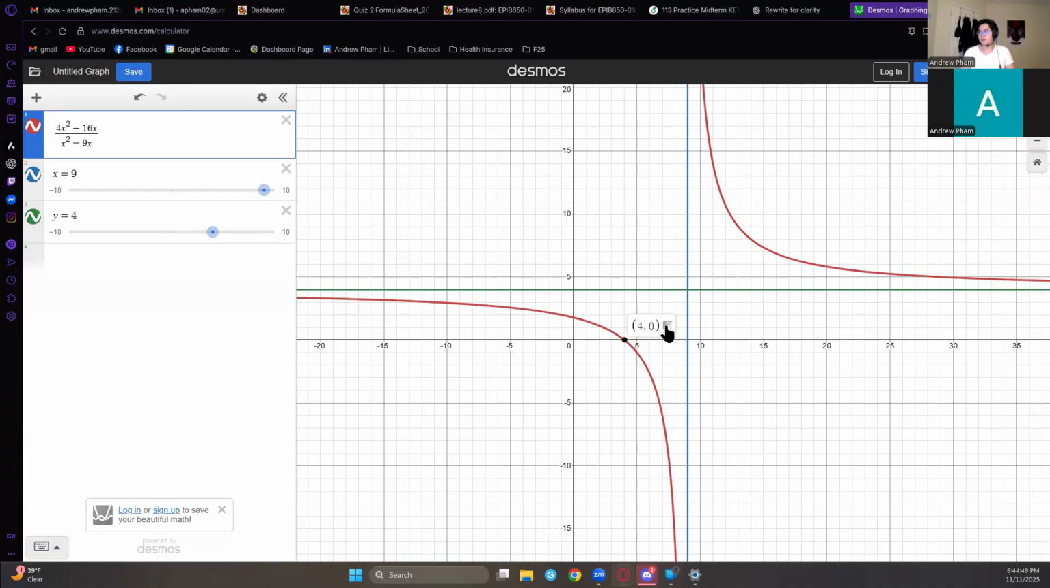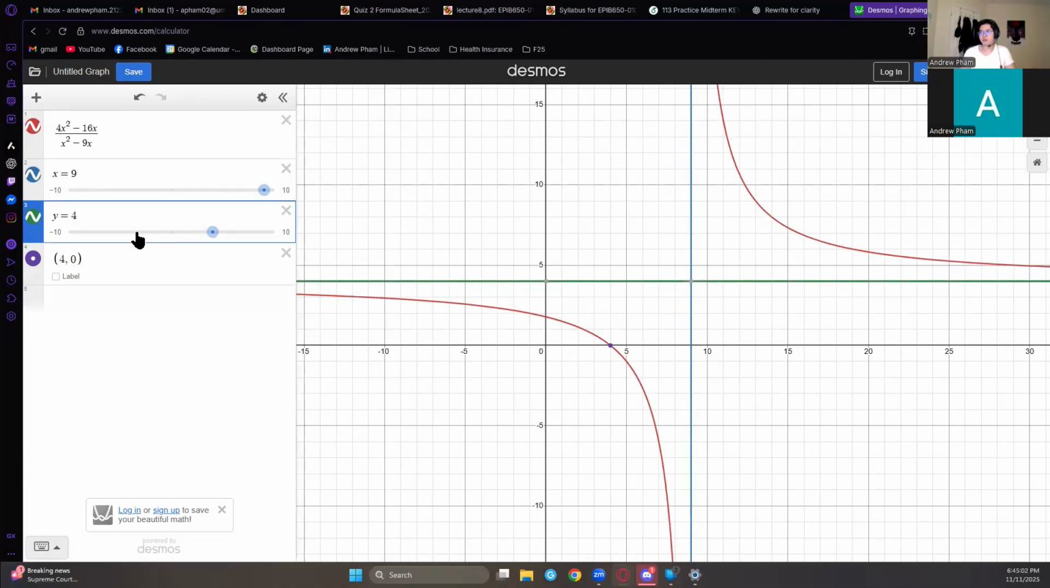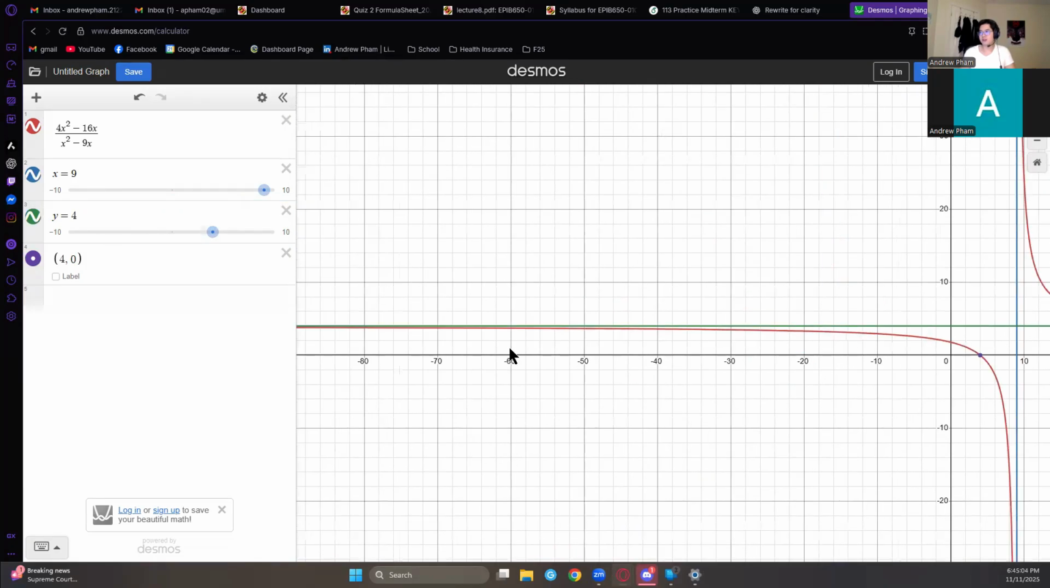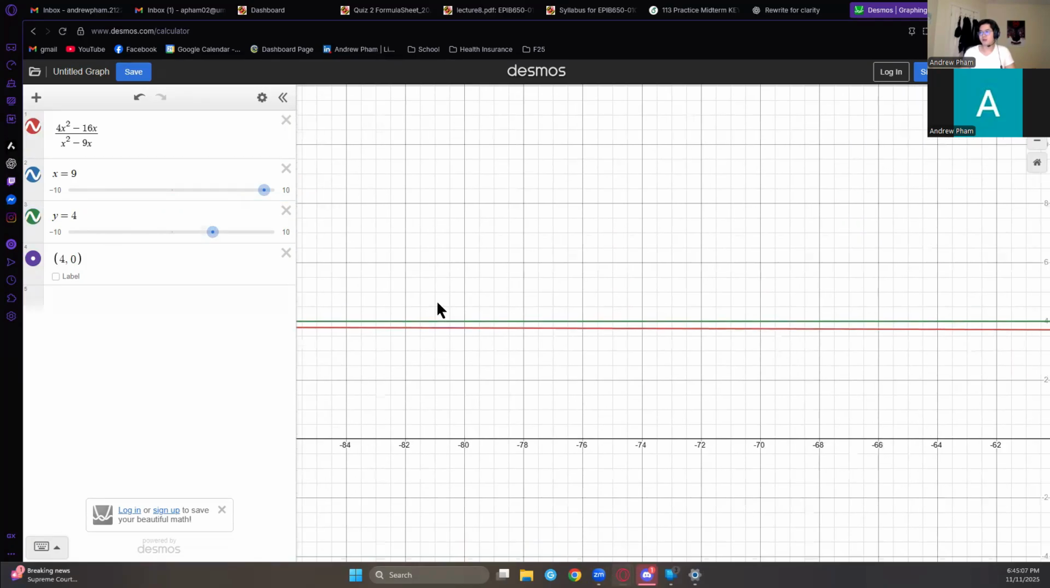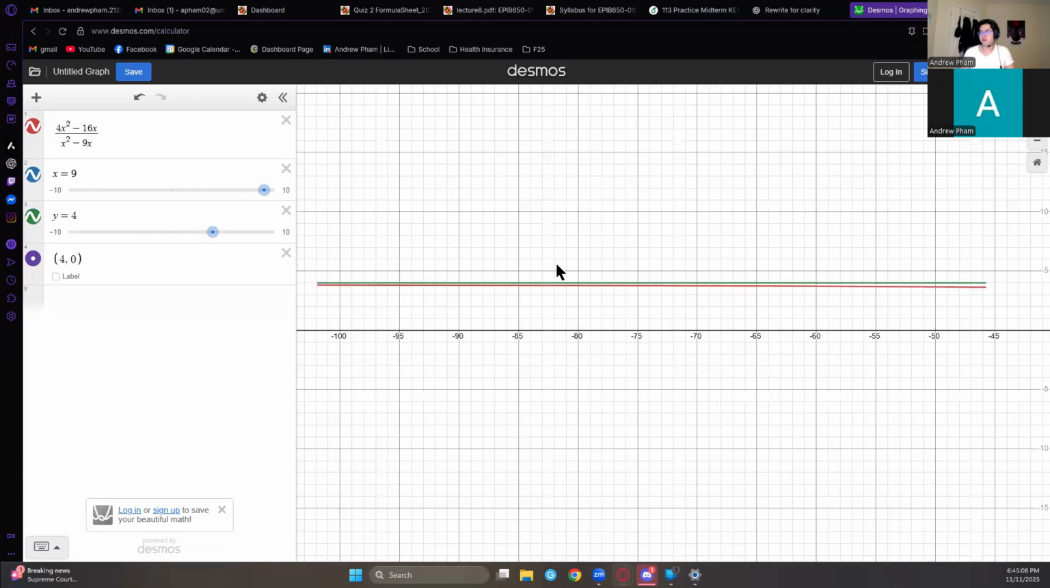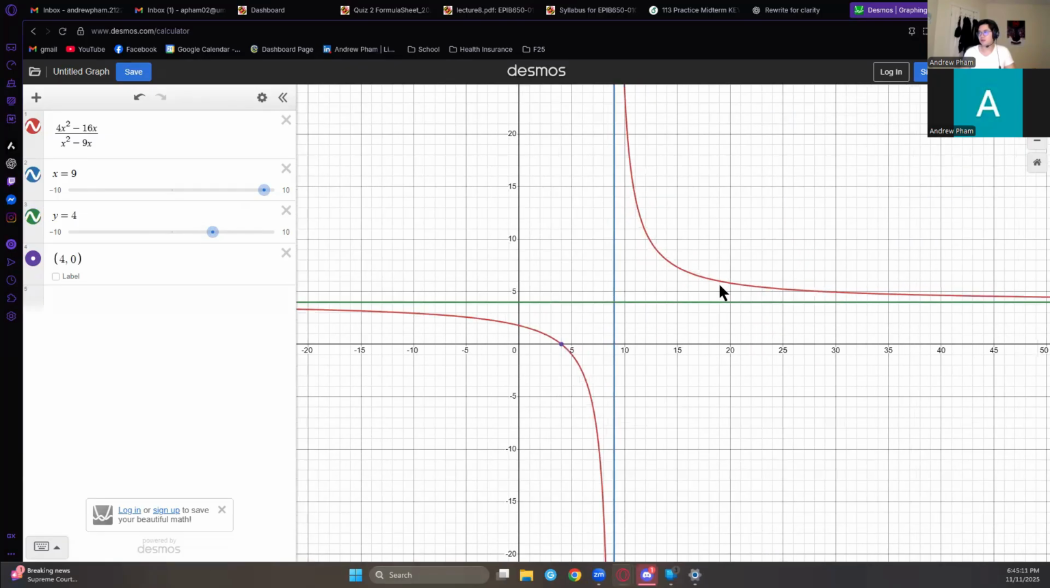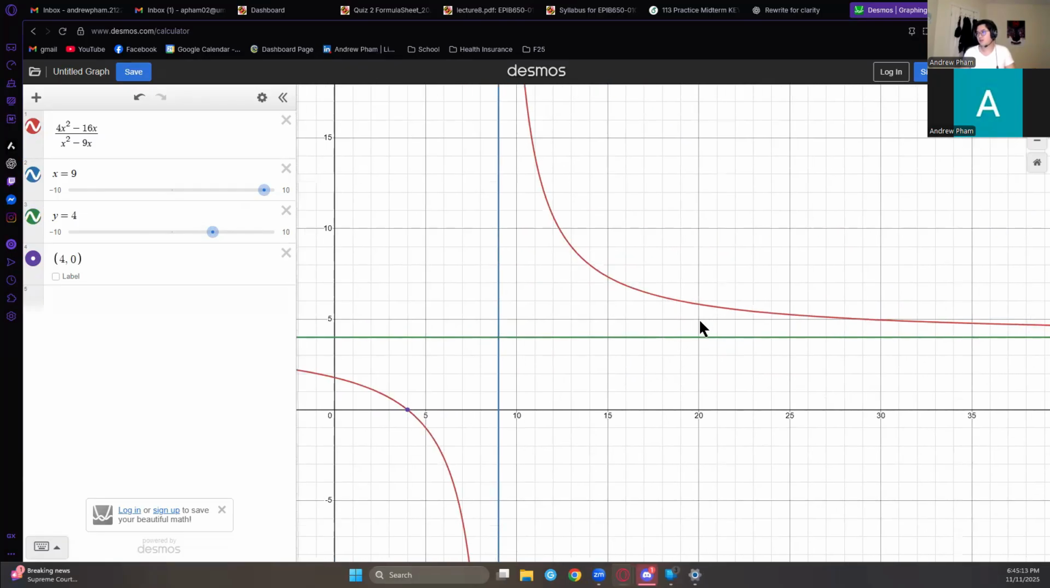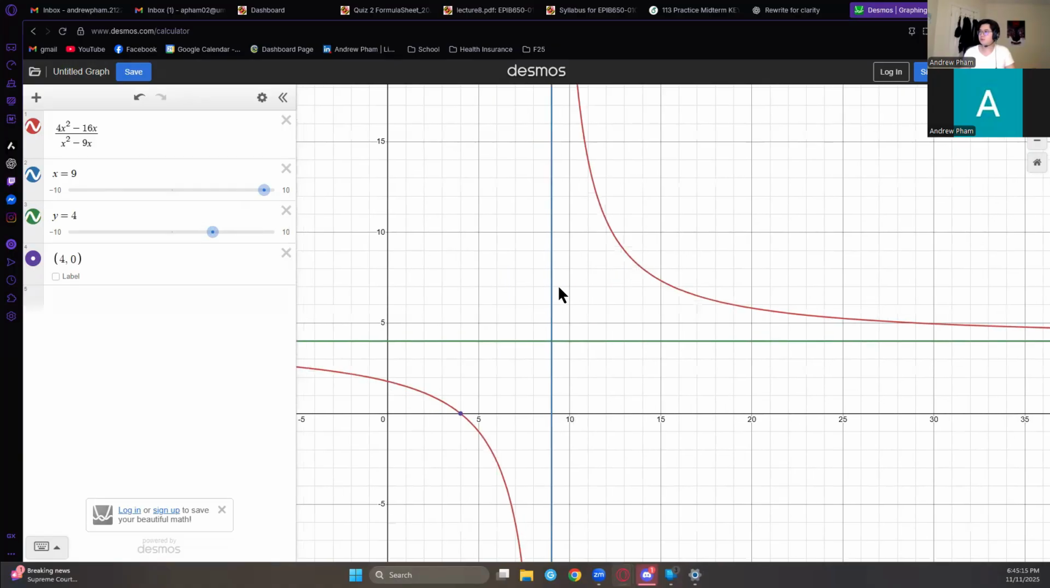So yeah, I have an intercept at 4, but then as I cross my y-intercept where it should be, you can see that it's undefined. That's the presence of a hole. And of course, the blue line, that's x equals 9, that's the vertical asymptote. The green is the horizontal asymptote. You can see that no matter how close or how far you zoom to the left or the right, it will never actually cross. And that's what we concluded in our handwritten work.